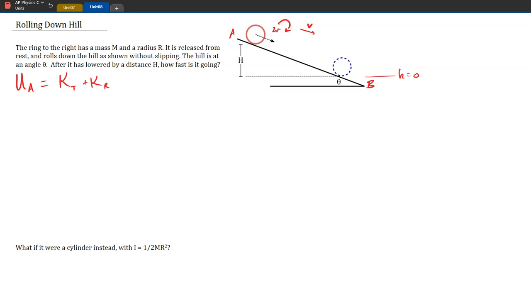Now, just like any other energy problem, we can expand these. So our potential energy at the top of the hill is just mgH. At the bottom of the hill, the translational kinetic energy is just 1/2 mv squared. And the rotational kinetic energy, which is something new that we learned about, is very similar to the translational kinetic energy equation, except we use our rotational mass, which we call moment of inertia, and our rotational velocity. So this is going to be 1/2 moment of inertia times omega squared.